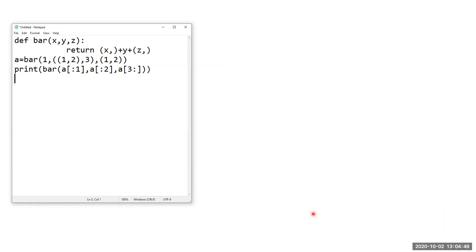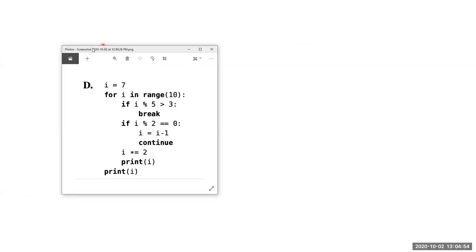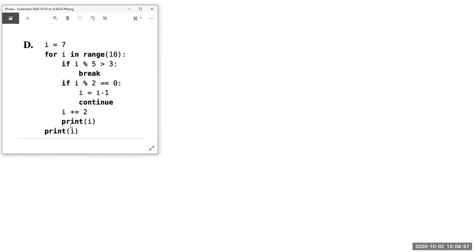Okay, next question is from Jonathan. We have this question. I believe this is from 10.10S. I'm glad that you guys actually look into 10.10S questions. Oh boy, I hope I have a strong heart to do this. So we have i equals 7. We'll initiate i equals 7, and then suddenly i is replaced by this value. After i is 7, we don't care. We're gonna start with i equals 0. Now we're gonna evaluate.